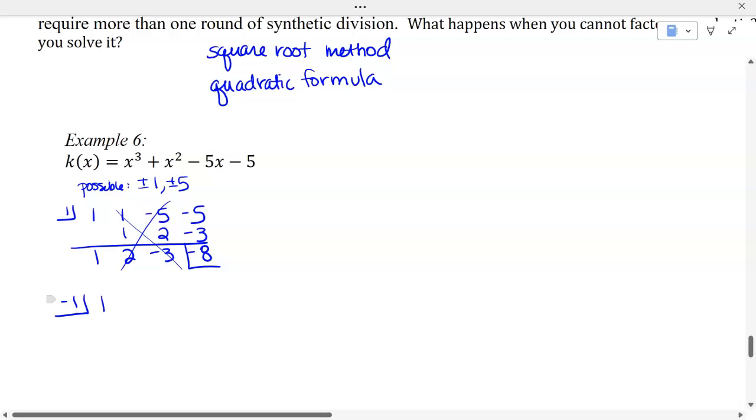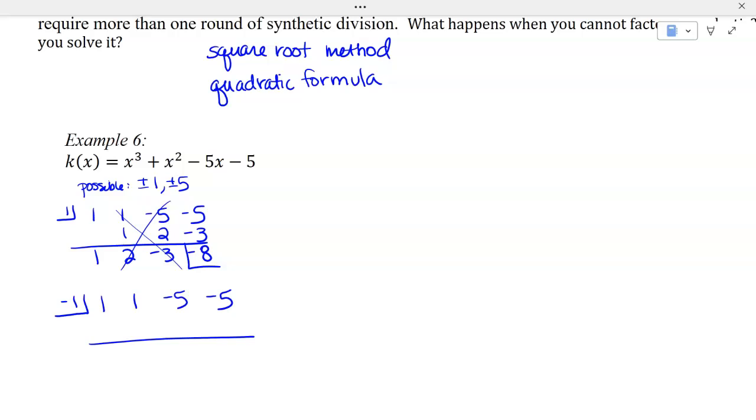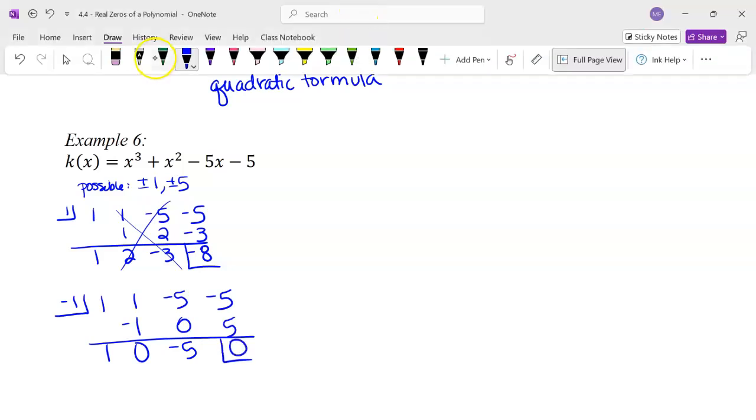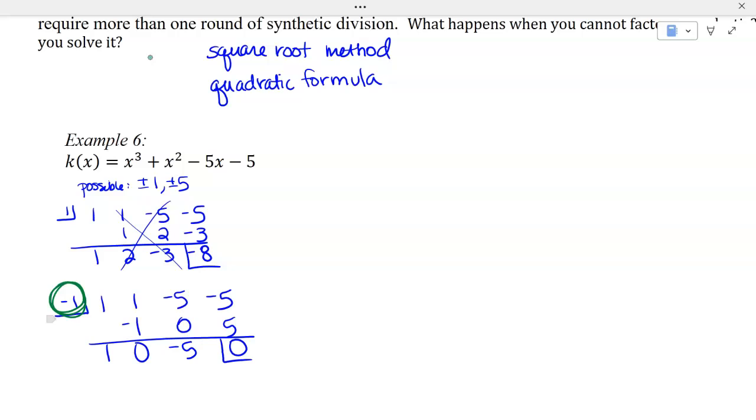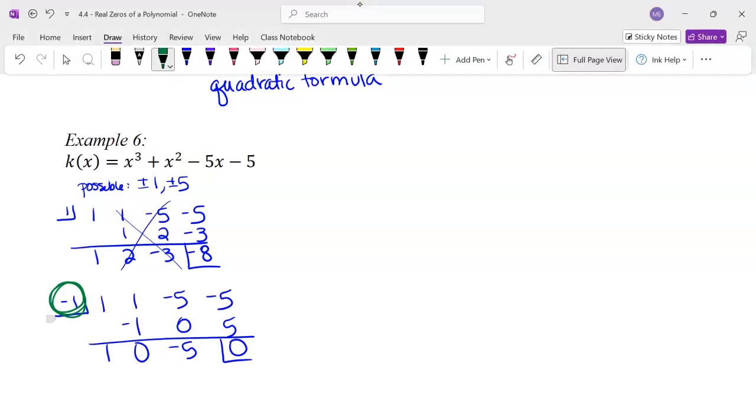Again, I'm going to go back to my original equation because my previous attempt was not a factor. So here, when I do this, I do end up finding that -1 is a 0. And I'm left with a 1, a 0, and a -5.